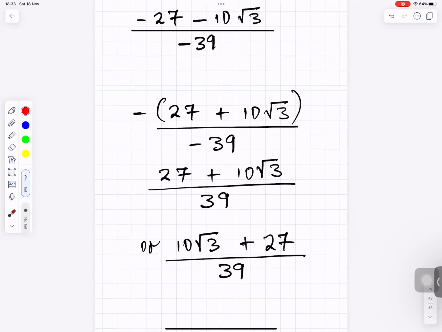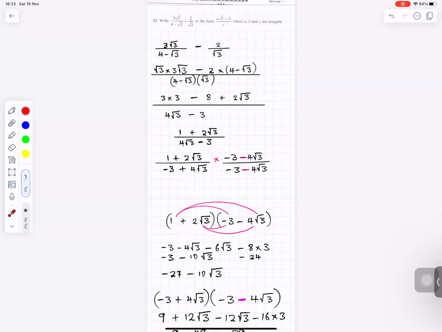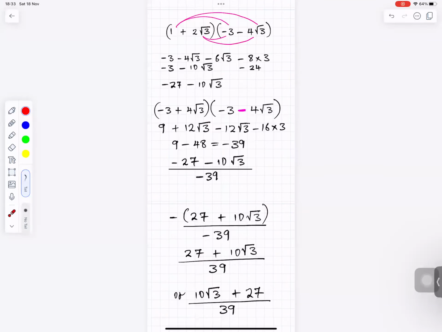So it becomes 27 plus 10 with 3 over minus 39. The minus and the minus will cancel out to a plus. So it becomes 27 plus 10 with 3 over 39. Or you could swap their position: 10 with 3 plus 27 over 39. So that's the first part of the question, the first page.